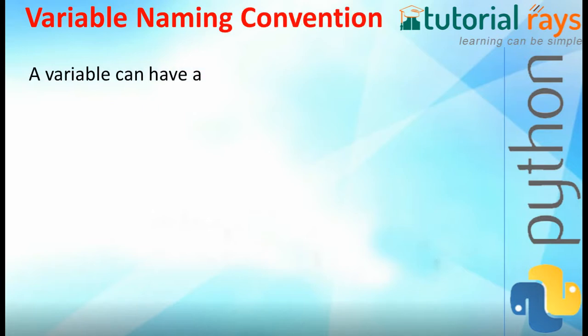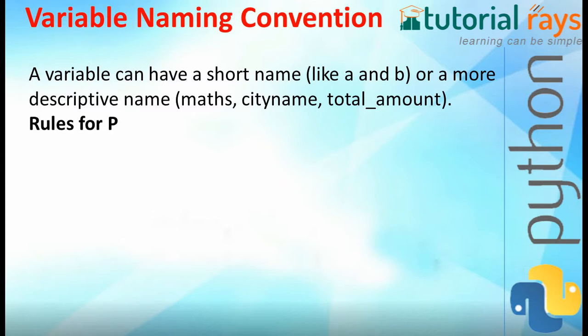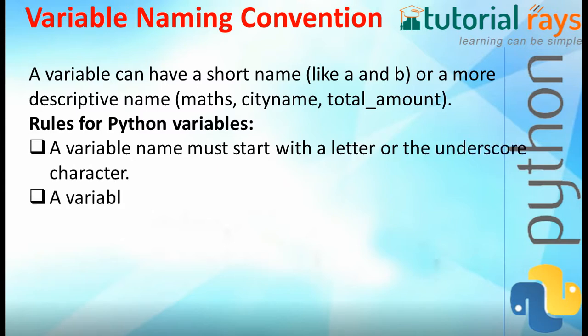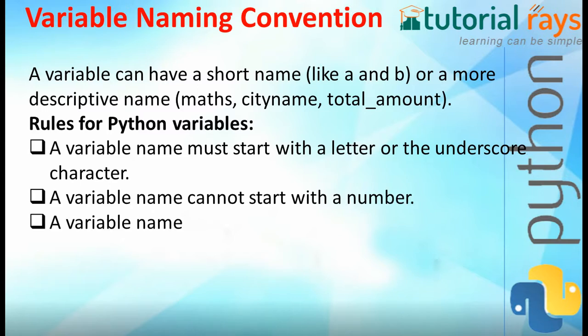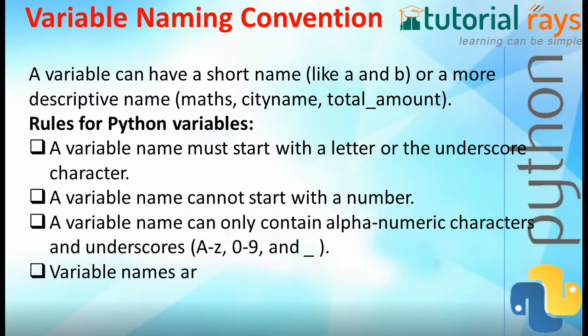Now there is variable naming convention. A variable can have a short name like A, B, C, or whatever you like, or a more descriptive name like maths, city name, total amount, like that. Below are some of the rules of Python variables. You need to take these into account while declaring the variable.